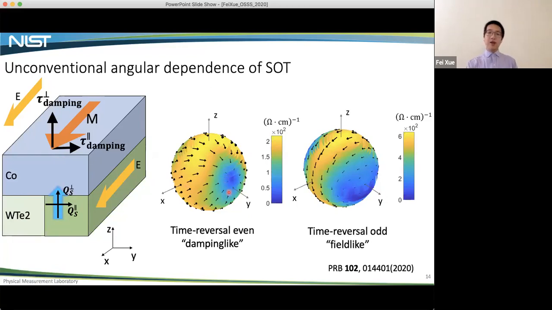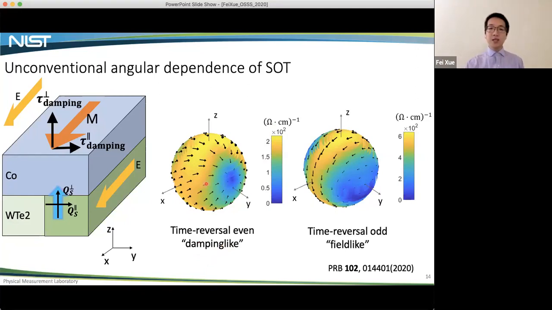And this is the resulting magnetization angle dependence of the torque. We plotted the torque on this magnetization sphere with theta and phi angles. Theta is the angle of the magnetization from the z direction, phi is the in-plane direction. The unit is h bar over 2e per ohm per centimeter. The color indicates the absolute strength of the torque. For the time-reversal even part, we also interchangeably call it damping-like torque, even though it can have higher-order terms.